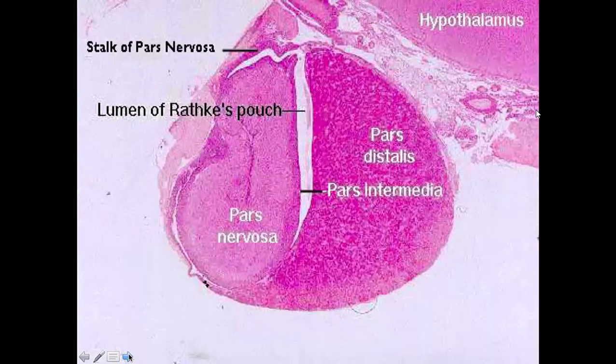Okay, so this is the histologic part of your pituitary gland. This is the hypothalamus. This is the posterior or the neurohypophysis or the pars nervosa, whereas this is the adenohypophysis or the anterior pituitary, in which we have the pars distalis, pars tuberalis, and pars intermedia.